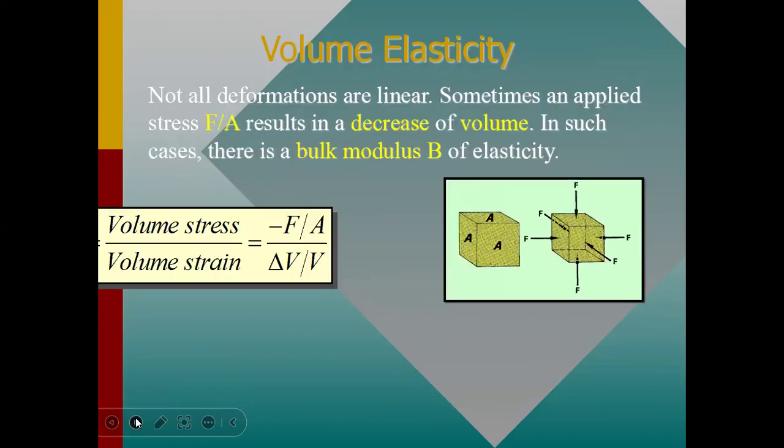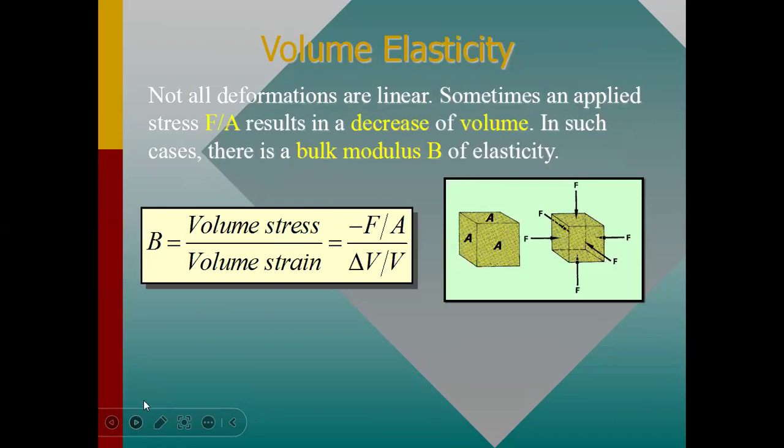Now, volume elasticity. So far all the deformations were linear. Sometimes one can apply force per unit area that decreases or increases the volume. In such a case, we have to use volume elasticity. This is also called the bulk modulus B, and it is given by volume stress divided by volume strain.